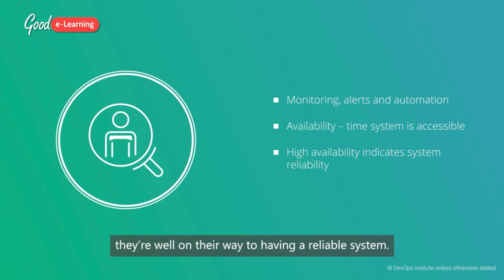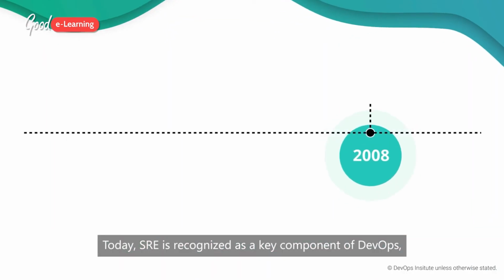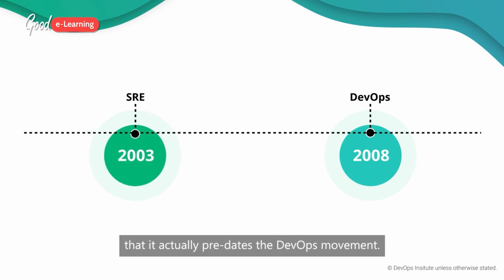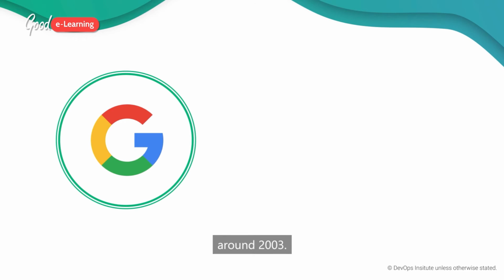Today, SRE is recognized as a key component of DevOps, an evolving discipline in modern software development, so it may surprise people to learn that it actually predates the DevOps movement. The discipline began at Google around 2003.